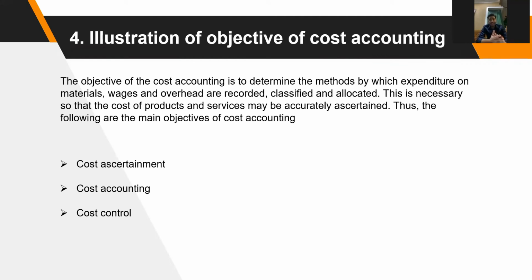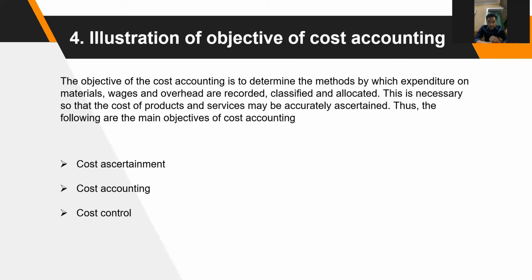So basically, there are a lot of objectives of cost accounting, but I only chose these three because these three are the main objectives of cost accounting. So first is cost ascertainment. Cost ascertainment collects and analyzes the expenses, measures the production of product at different stages of manufacture, and links up production with the expenses.